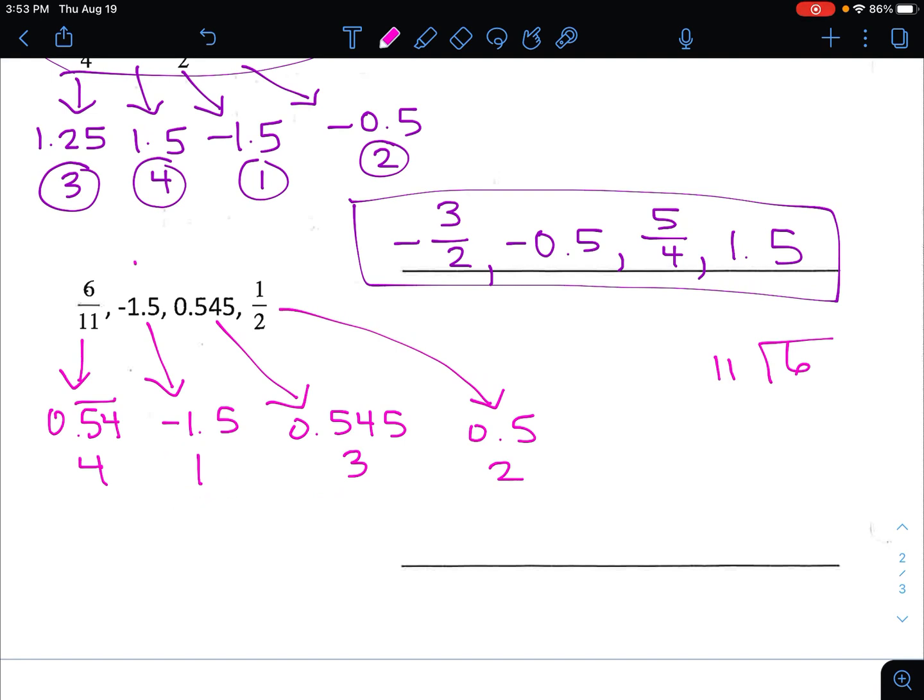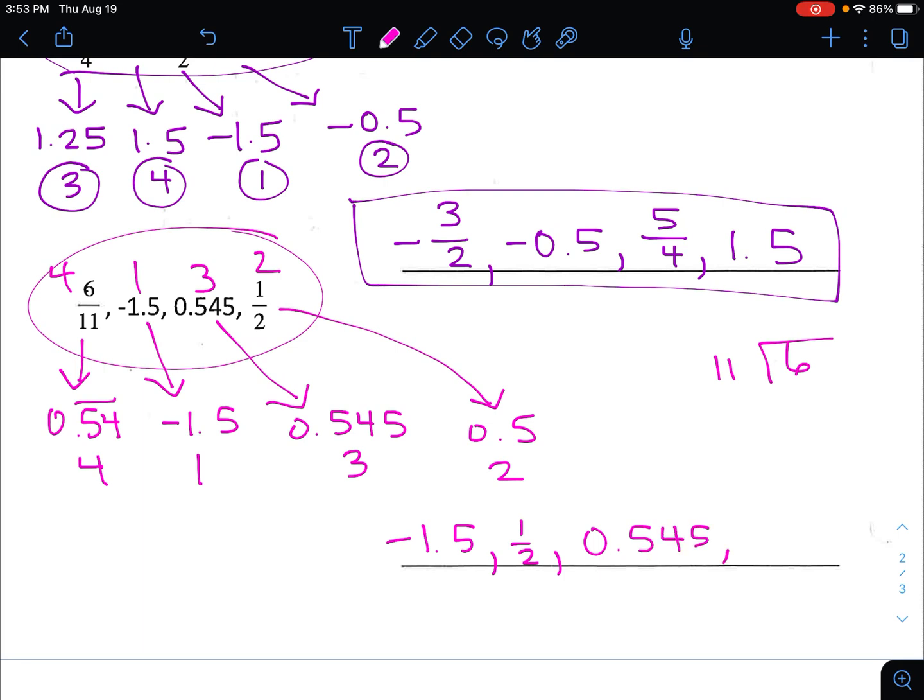Now, if this is 1, then this is 1. If this is 2, then this is 2. This is 3, and this is 4, meaning they're already in order up there. I mean, they're already in their original form, I should actually say. And so that's how we're going to write them. Negative 1.5, comma, then a half. Just positive, all fine and dandy. And then 0.545. And finally, 6/11. Sounds so boring compared to all the rest of that, doesn't it? Poor little guy. Okay, now it's back in its original form, in order least to greatest, and we're done.